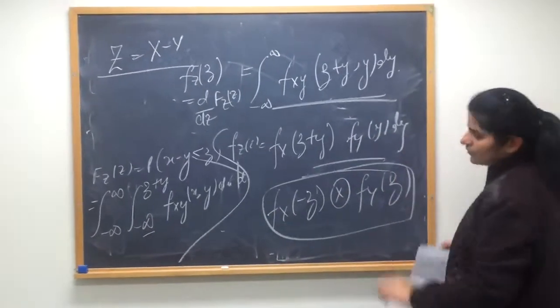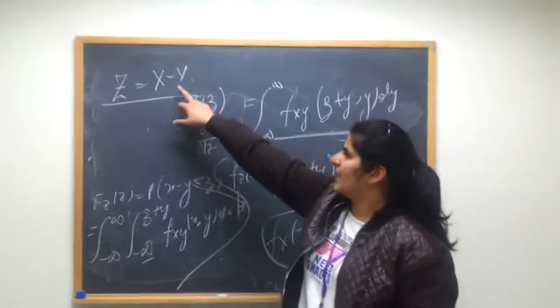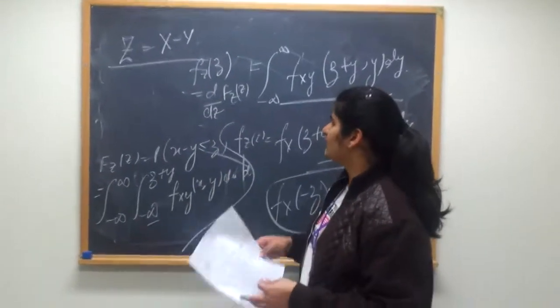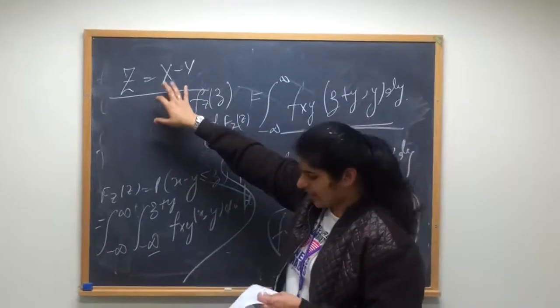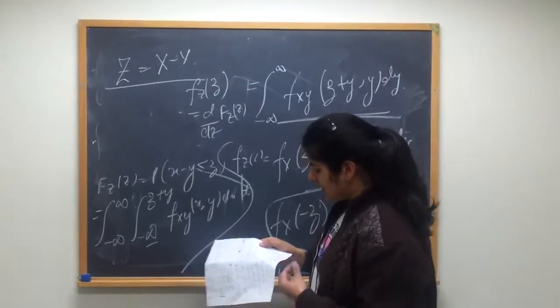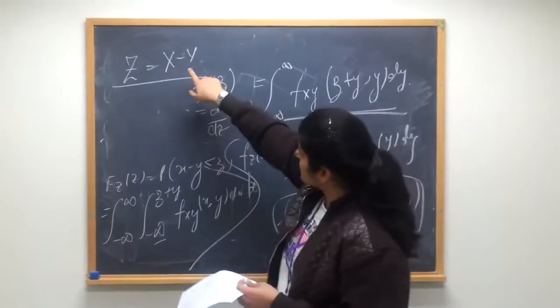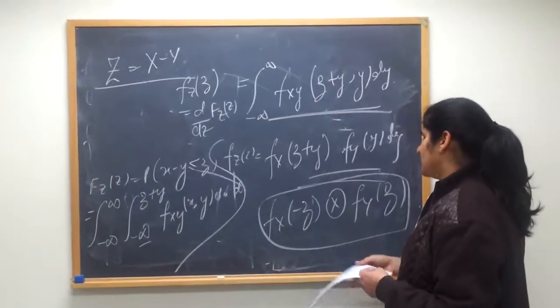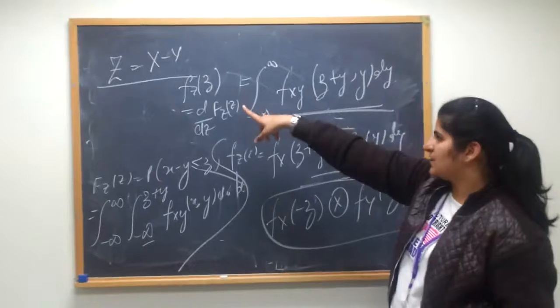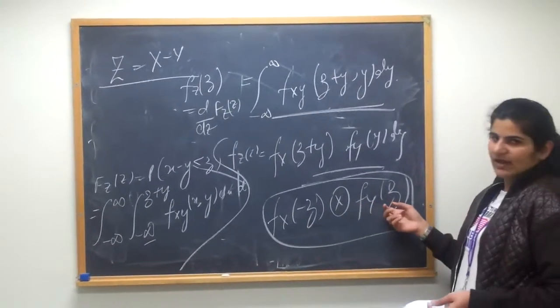So from here we get two things. When z equals x plus y, the theorem is that when the random variables are independent, the density of the sum is the convolution of the densities. And again, when z equals x minus y, the convolution will be f_X(minus z) convolved with f_Y(z).